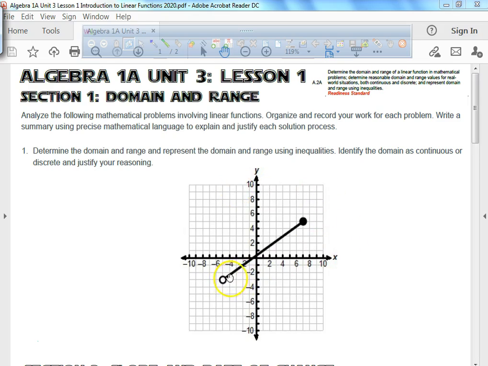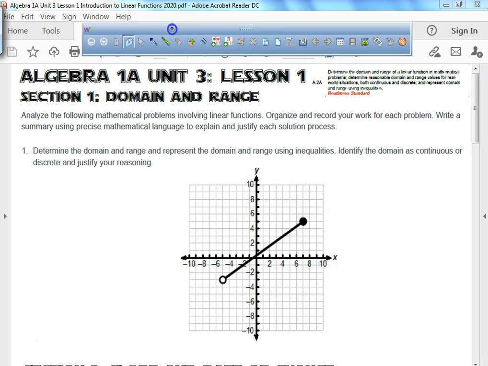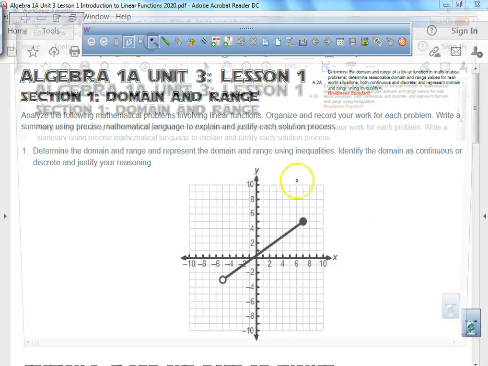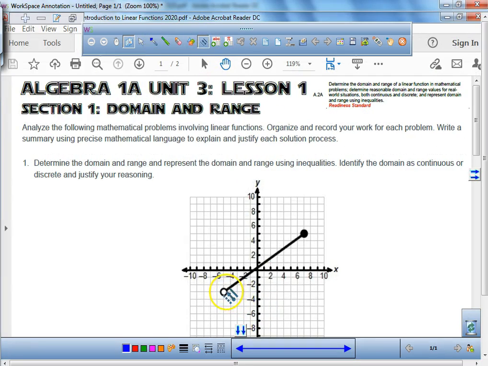Well, this is continuous because right now I would not be able to lift my pen if I was drawing that line. So this is continuous from here to here. So we call that continuous. But quickly, let's go over domain. Domain always reads from left to right. And the range, which deals with your y values, goes from the bottom. You always read from the bottom all the way up to the top.